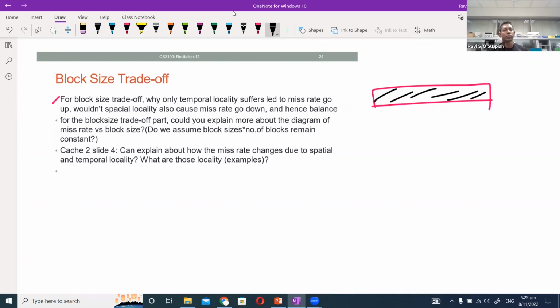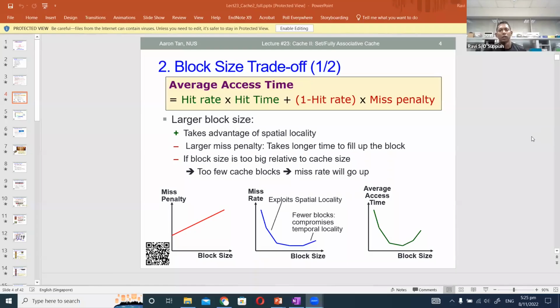Okay, so this slide here, the cache slides. Let me take out that slide. Give me a minute. Maybe if you look at the slide, it will be easier. Give me a minute now. Okay, so I think this is the one where students have questions.